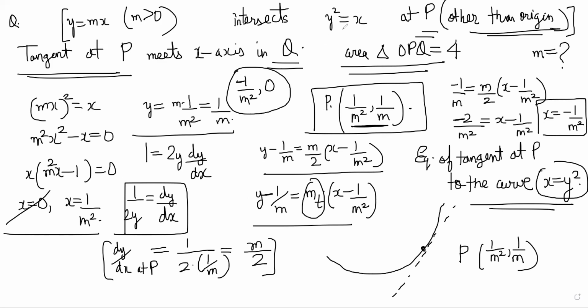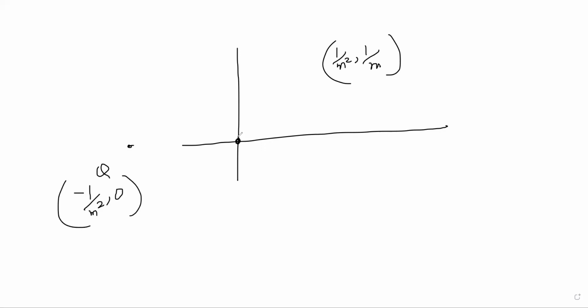P point we have already gotten. P point is 1 by m square comma 1 by m. Q point is minus 1 by m square comma 0. Origin is 0, 0, and the area is given as 4. Origin is known. You have to find the area of this triangle, and then we can equate that to 4, and then we'll get the value of m. Got it.